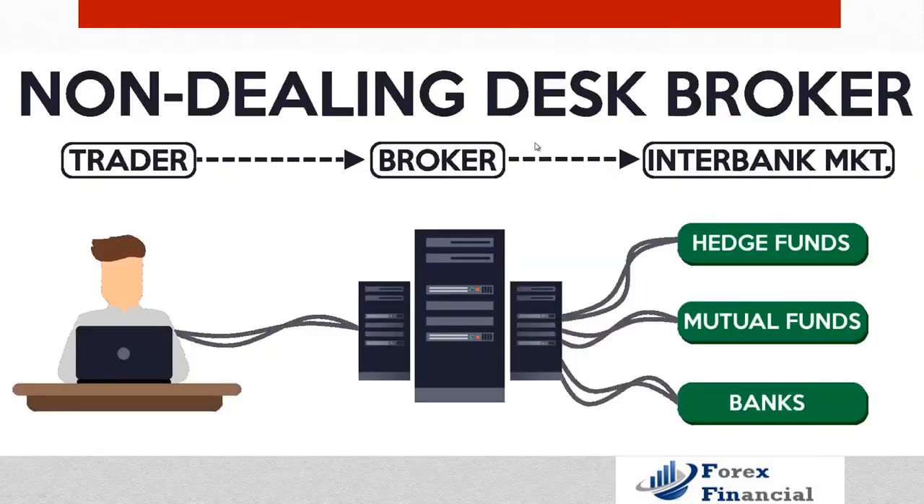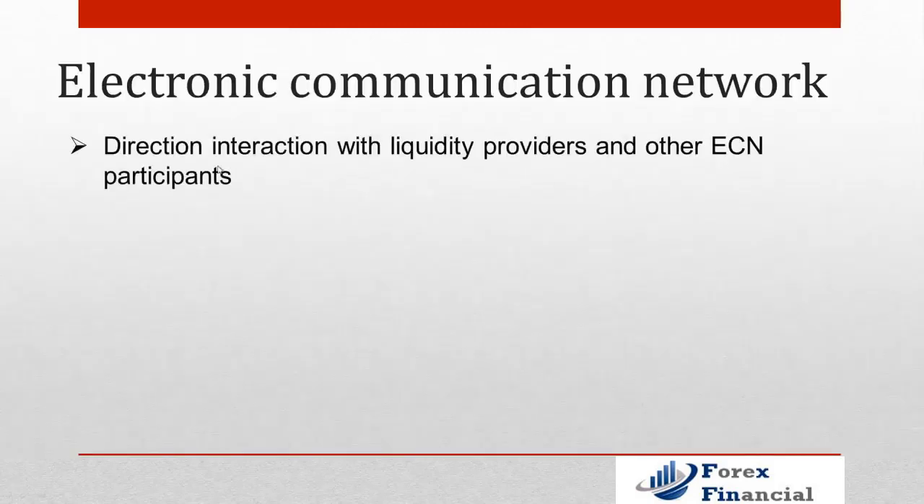So let's have a look, right? A non-dealing desk broker, right? So for example, this one is an ECN, right? What they'll do is that the trader would trade with the broker, and the broker will just connect you directly to the interbank market, right? Means you can see the order flow of the other market participants for ECN. Okay, you can directly interact with other liquidity providers or other ECN participants, right? And usually you'll be charged a commission on your trade.